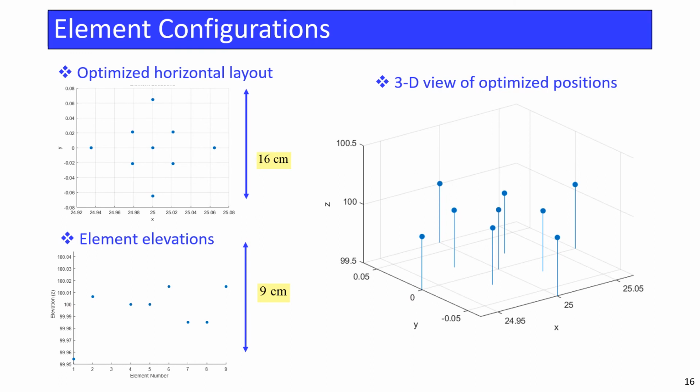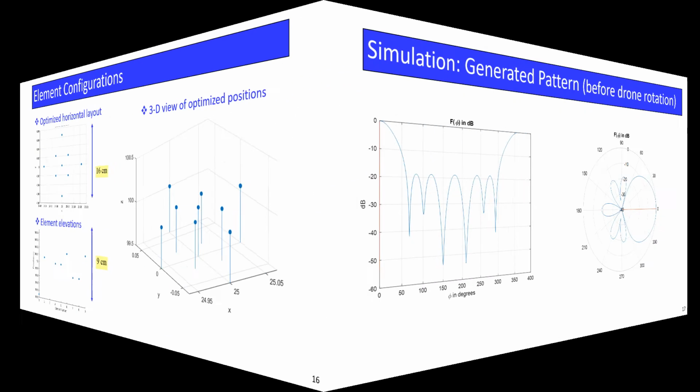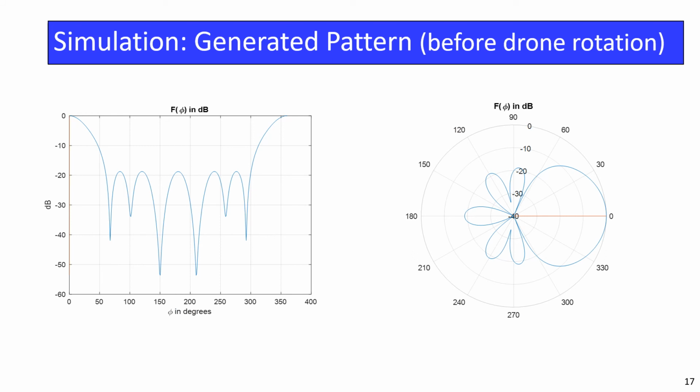The calculated element configurations are shown in the figures on this slide. Notice that in the plot showing the elevations in the lower left, element number 2 is a central element, and the pairing of elements with symmetric elevations are 1 and 3, 4 and 5, 6 and 7, and 8 and 9. The resulting pattern is given in the following plots. The maximum 2D side lobe is minus 18.74 dB with 2D directivity of about 8.17 dB.